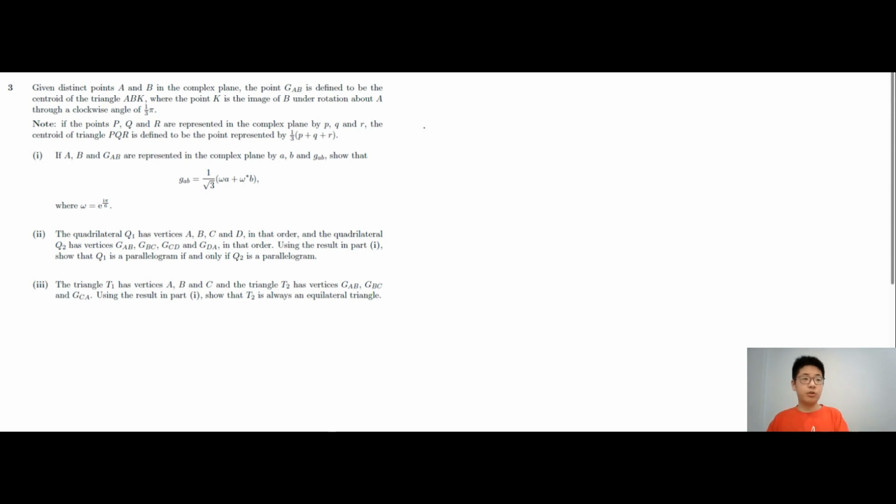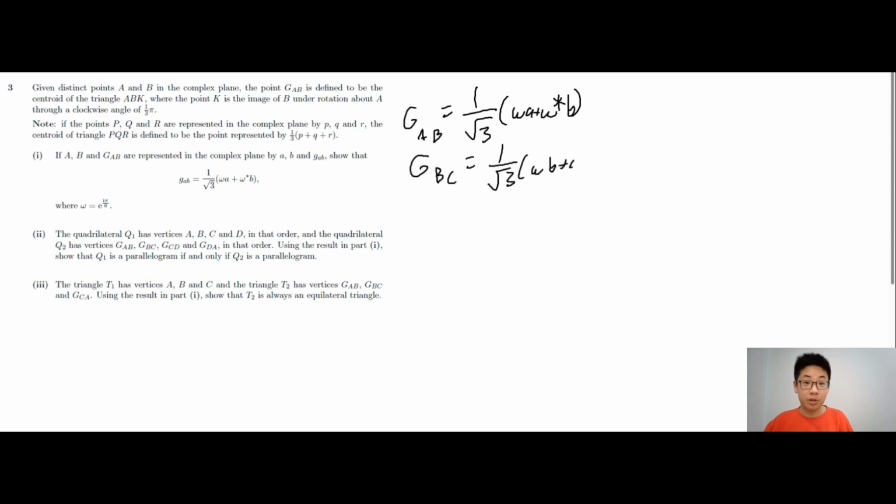The quadrilateral Q1 has vertices A, B, C, D, and the quadrilateral Q2 has vertices G_AB, G_BC, G_CD, G_DA in that order. So we now have G_AB equals 1 over the square root of 3 times (omega A plus omega star B), and G_BC equals 1 over the square root of 3 times (omega B plus omega star C).